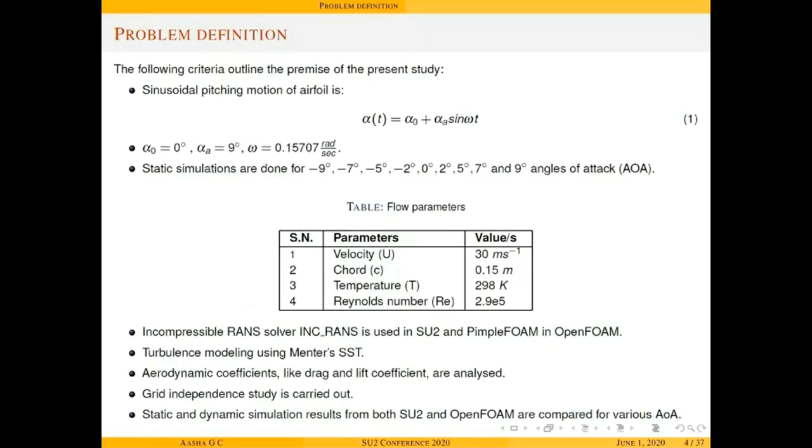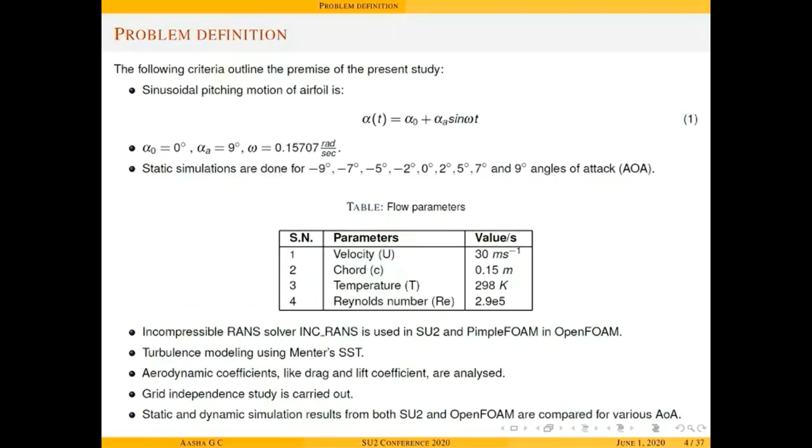Alpha naught is the mean angle of attack about which the aerofoil oscillates in degrees. Alpha A is the amplitude of oscillation in degrees. Omega is the frequency of oscillation in radians per second, and t is time in seconds. The static simulations are done for various angle of attacks varying from -9 degrees to +9 degrees. Some of the flow parameters are shown below.